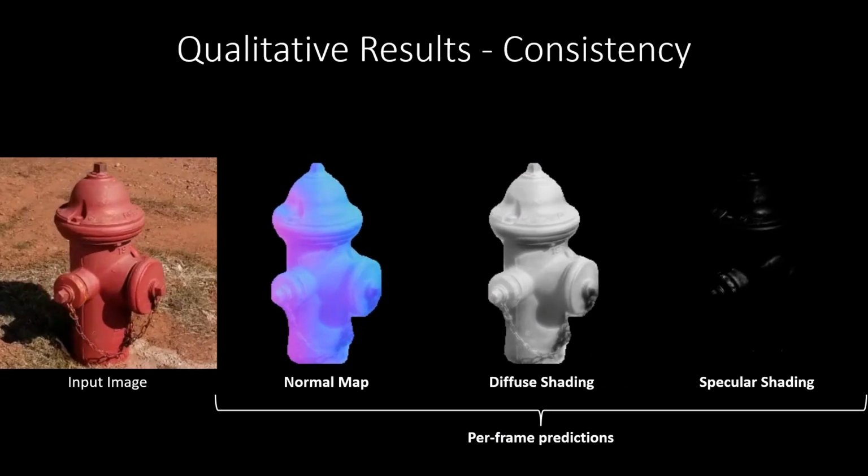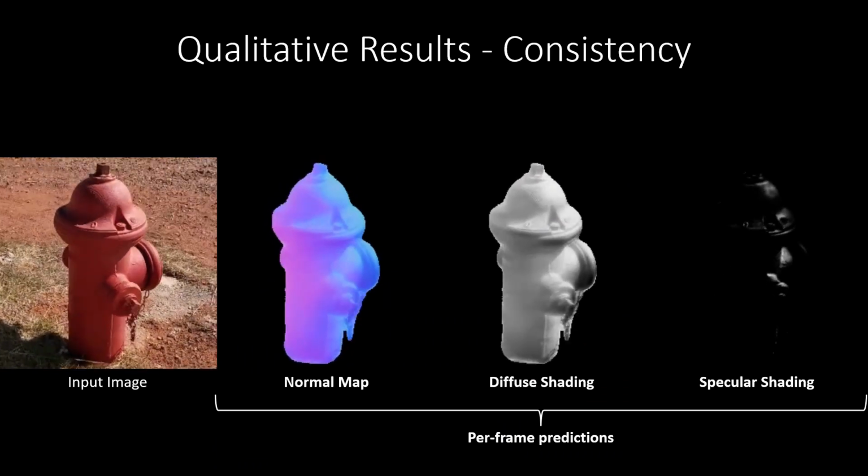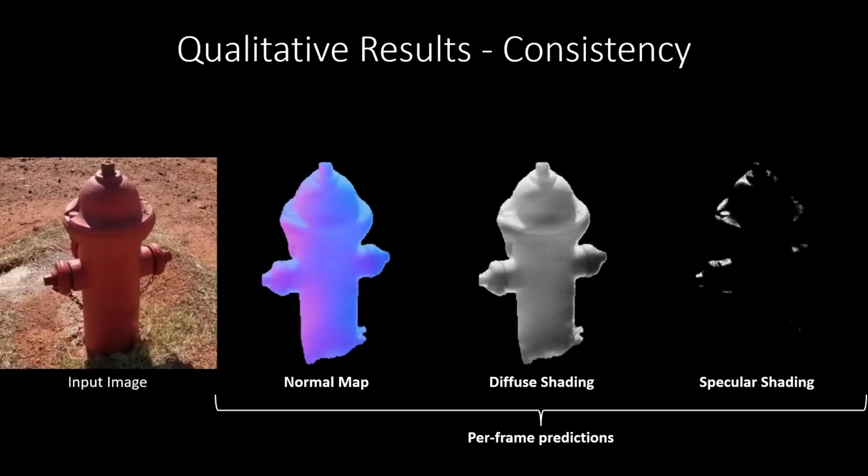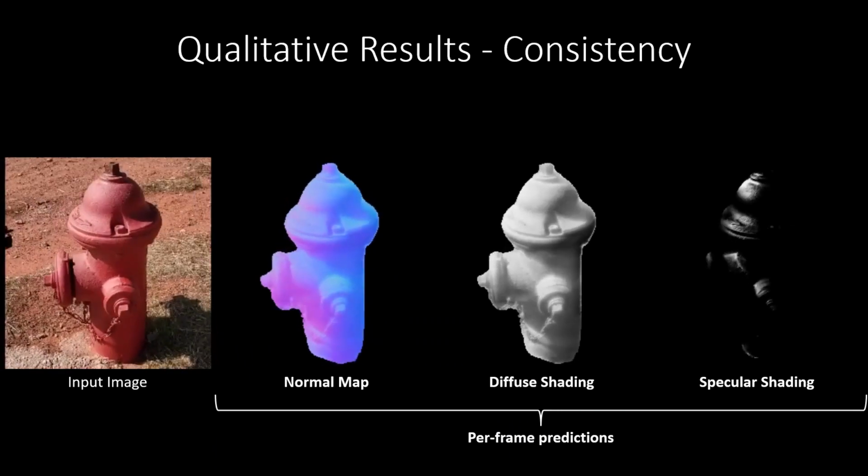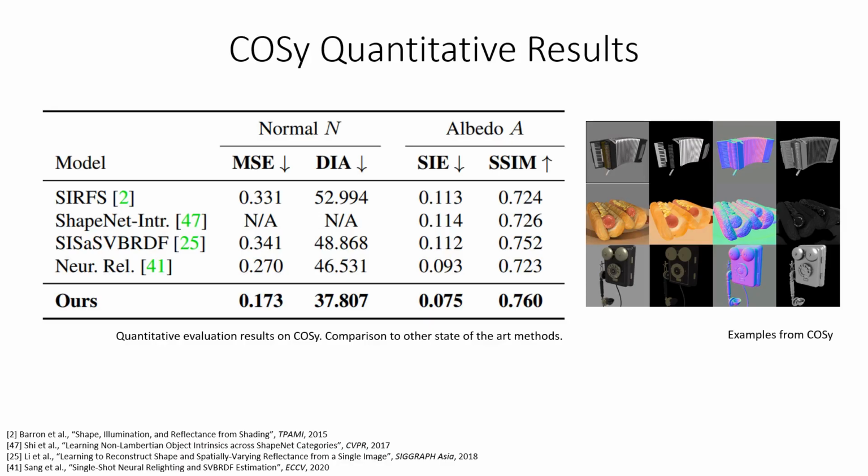Finally, we also apply our method per frame on a video sequence. The predictions are very accurate and consistent over time. To compare to other de-rendering methods, we perform quantitative evaluations on our new COSY dataset. As shown in the table, our method performs overall best for both normal and albedo prediction.